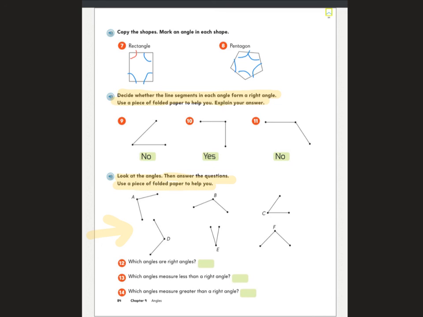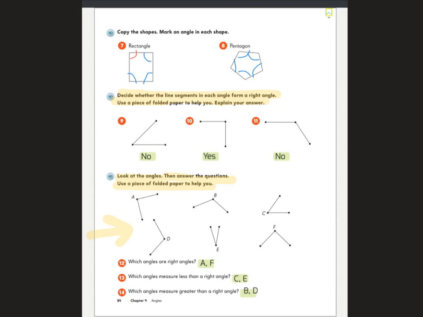For number 12, you're going to look at those 6 angles and decide which of them are right angles. Then for number 13, decide which of those measure less than a right angle. And for number 14, which of those angles measure greater than a right angle. Use your piece of paper to help you. Pause the video now and try it on your own. Then hit play and check your answers.